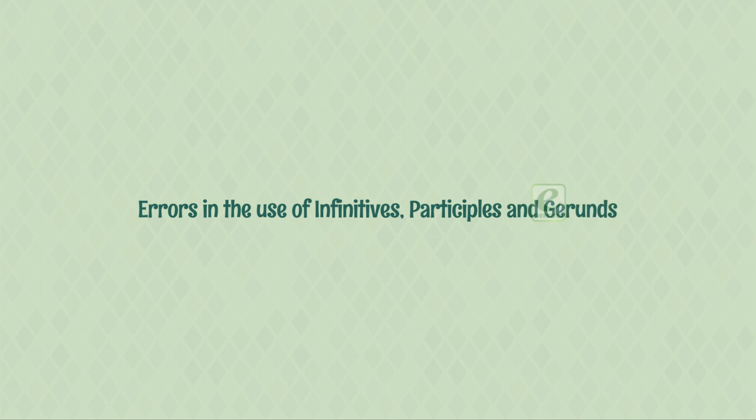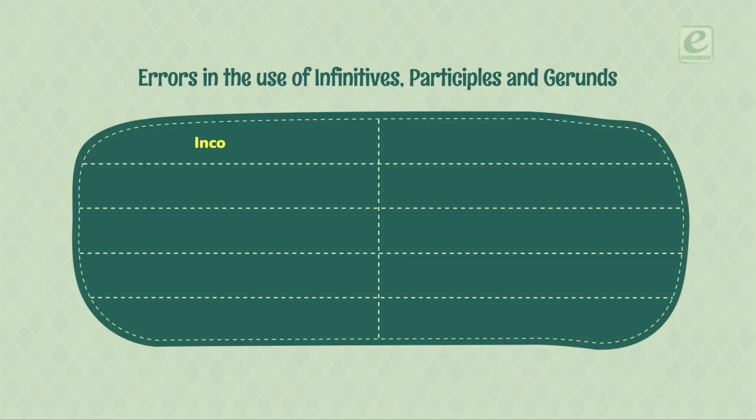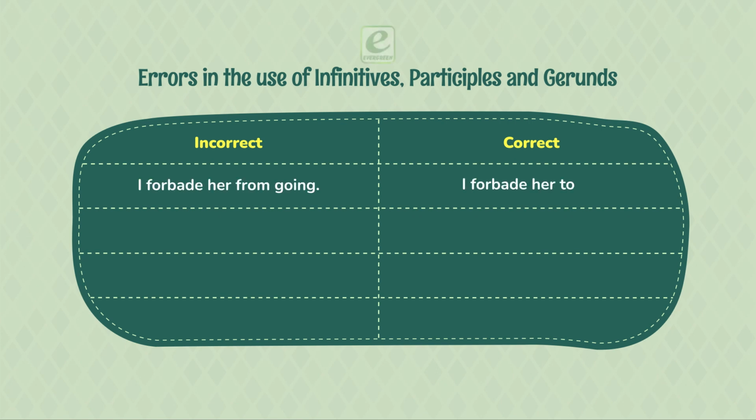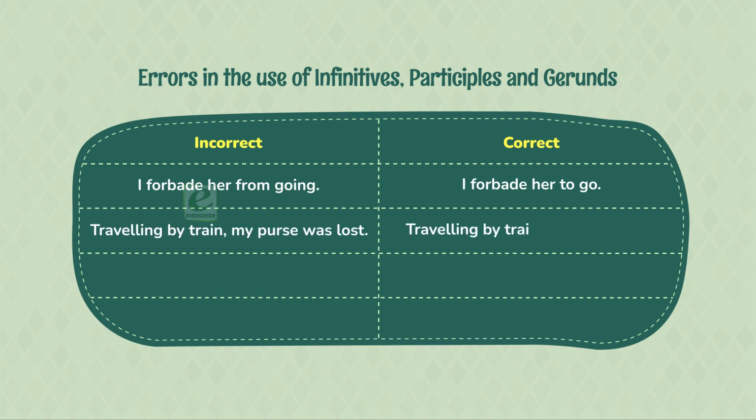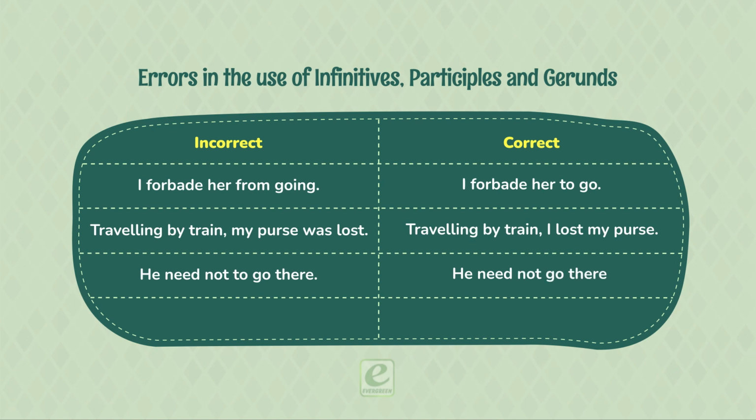Errors in the use of infinitives, participles, and gerunds. Incorrect, correct. I forbade her from going. I forbade her to go. Traveling by train, my purse was lost. Traveling by train, I lost my purse. He need not to go there. He need not go there. I stopped her to dance. I stopped her from dancing.